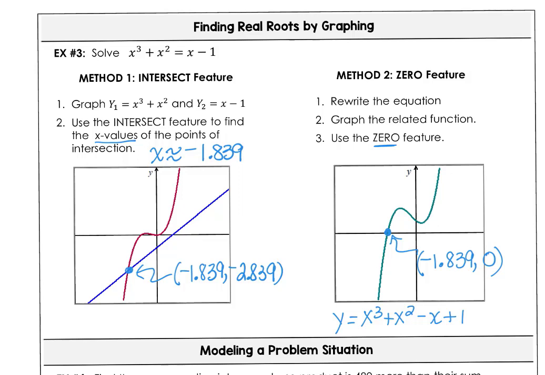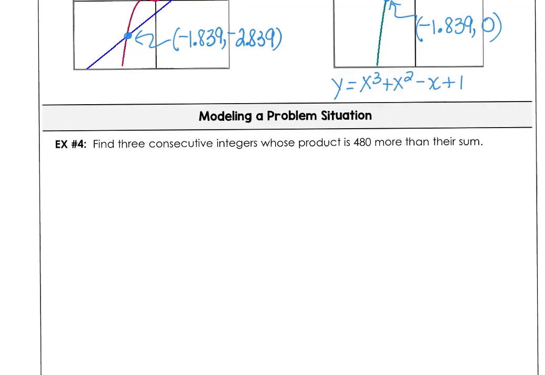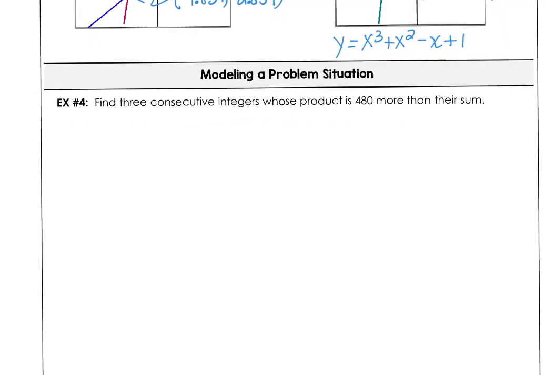Now in example 4, we got two more examples. These are practical or word problems. So let's find three consecutive integers whose product is 480 more than the sum. So you got a lot of vocabulary terms here. I'm going to use x as my integer. That's my first integer.